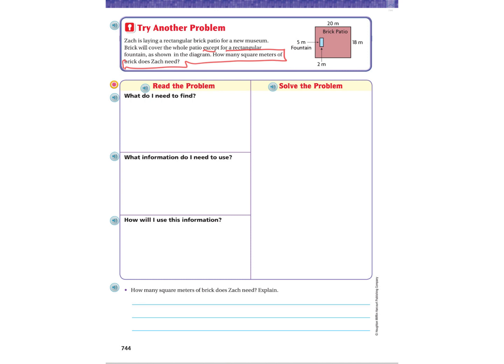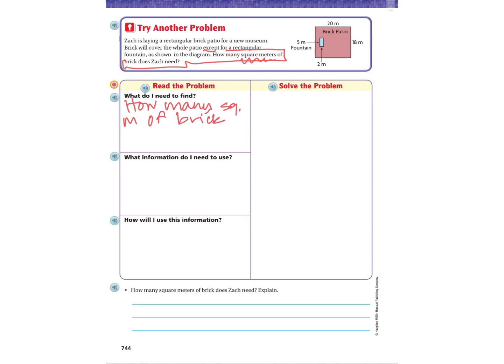So square meters. Are we looking for the area or the perimeter? Think and say. Area. What was our clue? How many square meters. Yeah, very good. This clue right here. Okay, so what do I need to find? How many square meters of brick does Zach need? If I write, you write.